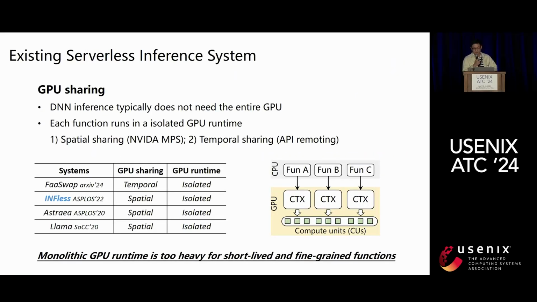Inference service typically does not need a full GPU. Given the small batch size and varied parallelism, we need to share GPU properly. There are different types of GPU sharing, such as temporal sharing and spatial sharing. As shown in the table and figures, existing serverless inference systems run concurrent functions in isolated GPU runtimes, regardless of the type of GPU sharing.